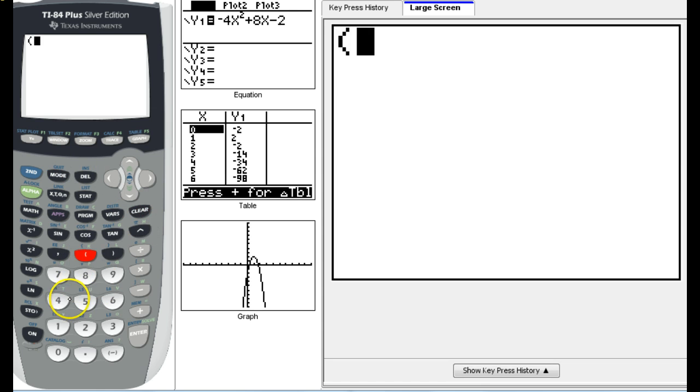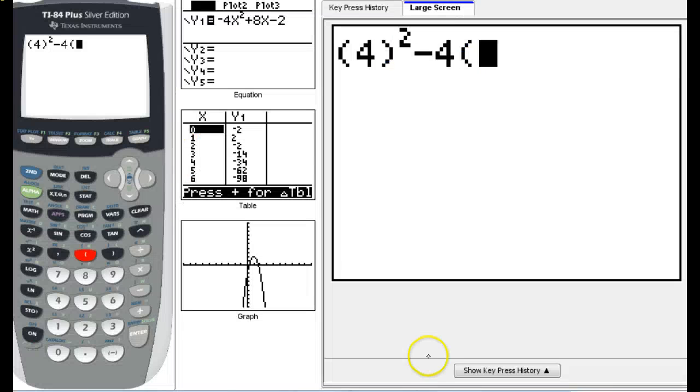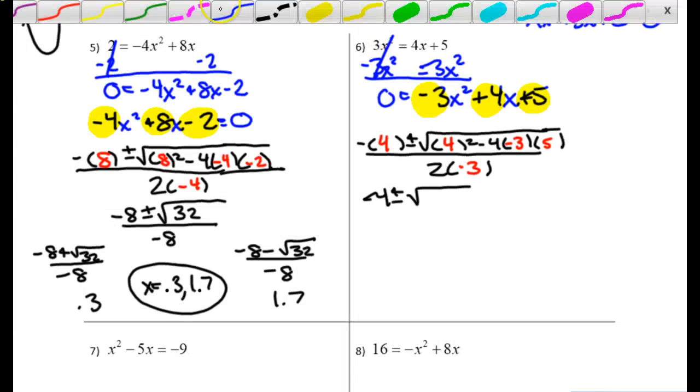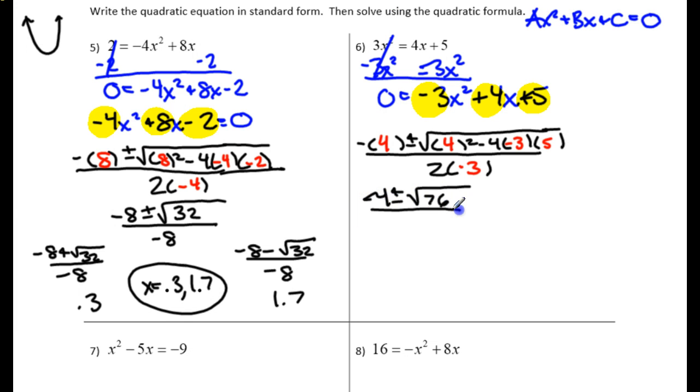Alright, so under the radical we had 4 squared minus 4 times a. I'm going to go back and look. Our a was negative 3, and our c was positive 5. So the whole radical simplifies to 76. The bottom will just be 2 times negative 3, which is negative 6. Now we're going to split this up into the plus, negative 4 plus square root of 76 over negative 6, and negative 4 minus square root of 76 over negative 6.